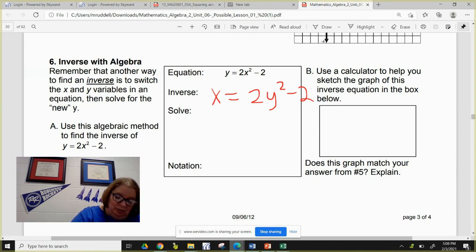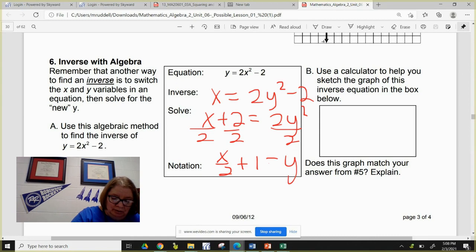Add the 2. Divide by 2. So then you have x over 2 plus 1 equals y squared. How do we get rid of squared? I'm going to square root. So now we have the square root of x over 2, or you could write that 1/2 x, same thing, plus 1 equals y.